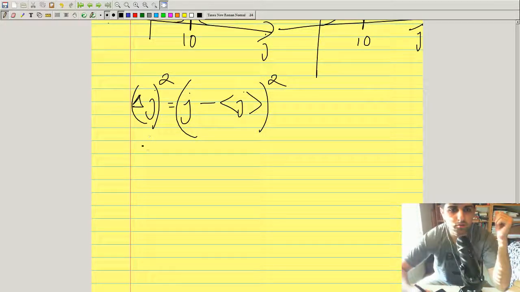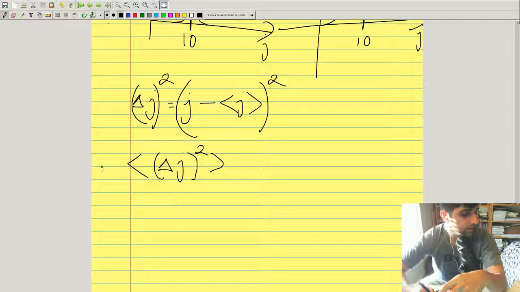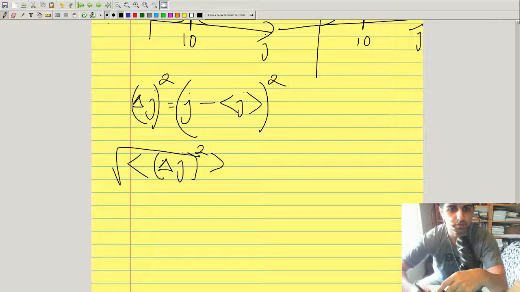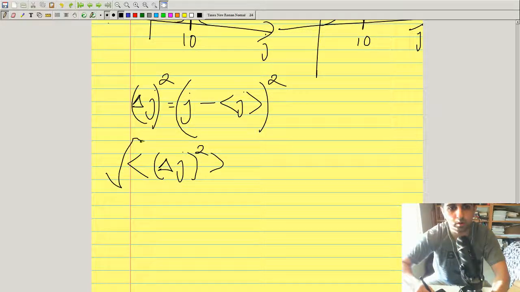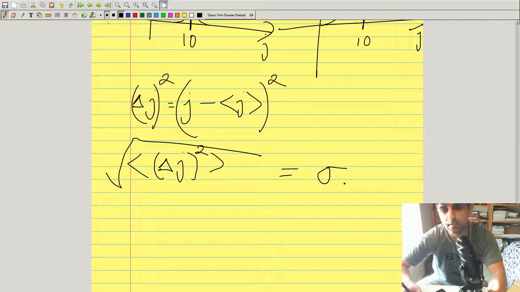So what you have to do is you have to square, and so you get the average of the square of these deviations, and then you proceed to square root that. Then you proceed to square root that, and what that leads to is the standard deviation. So what that means is if you square that, you get the variance.